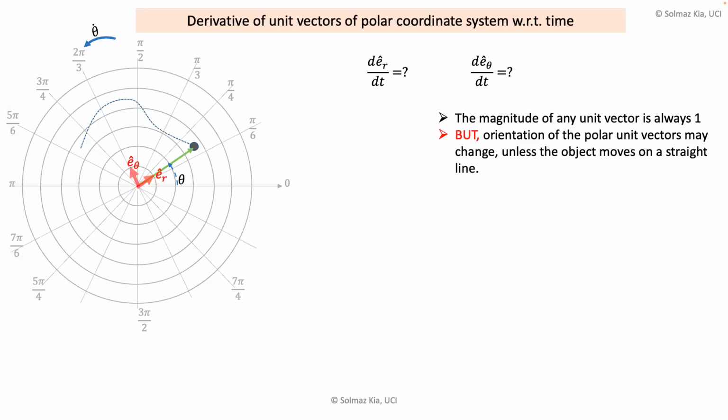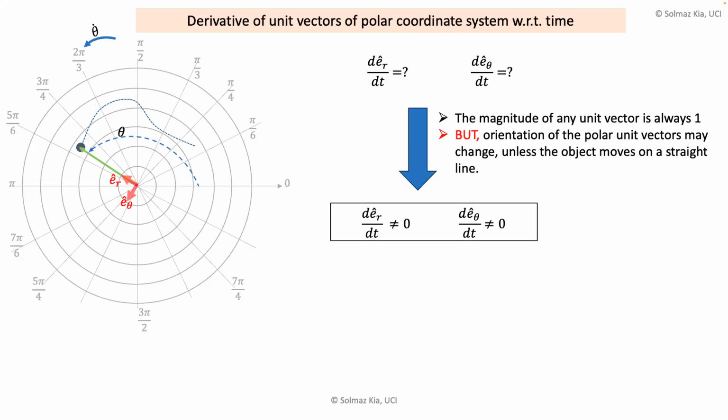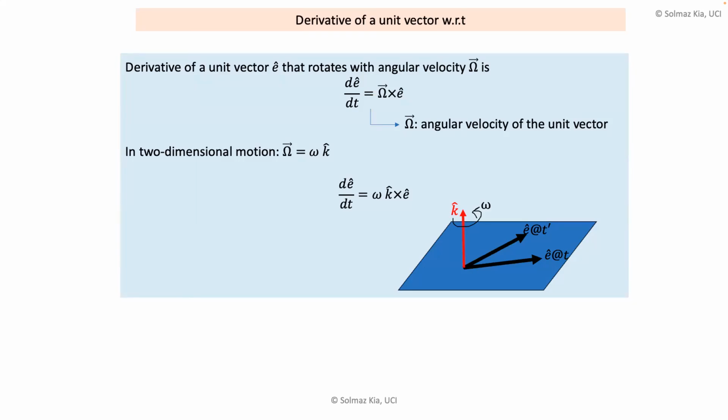The magnitude of any unit vector is always 1. So we know that their magnitude is not changing with time. But as we can see in this demonstration, the direction or orientation of the polar unit vectors may change with time unless the object moves on a straight line. Therefore, the conclusion is that the derivatives of the unit vectors e_r and e_theta are not necessarily equal to 0. But what are these derivatives? For a unit vector, the change with time is due to the change in its orientation, which is due to the rotation of the unit vector.